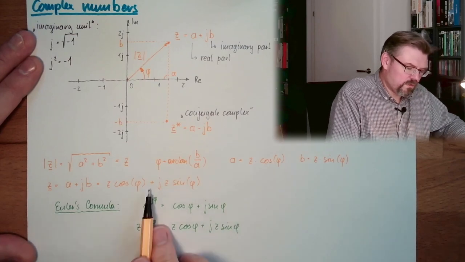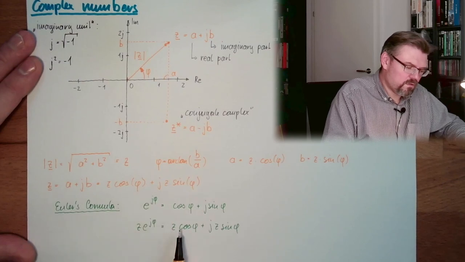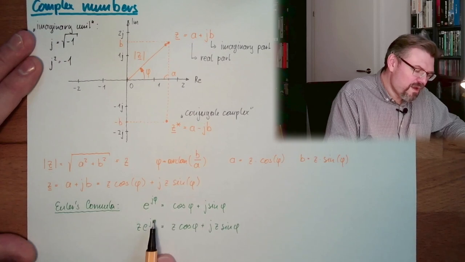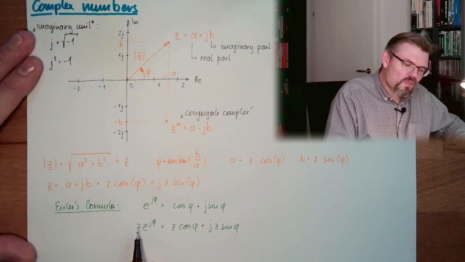Look at it. It's the same. It's the same. So this is also a representation of a complex number.